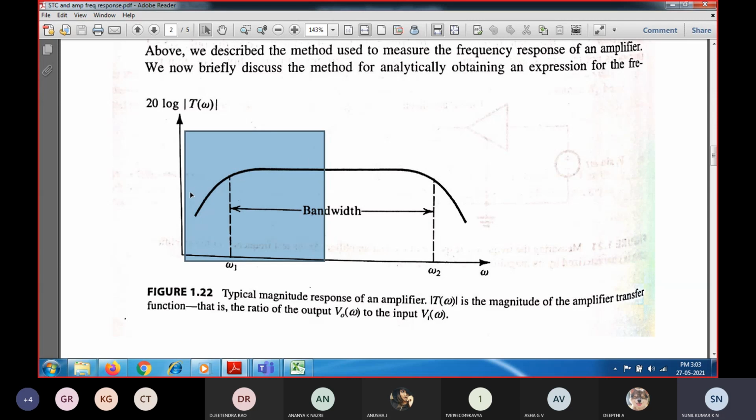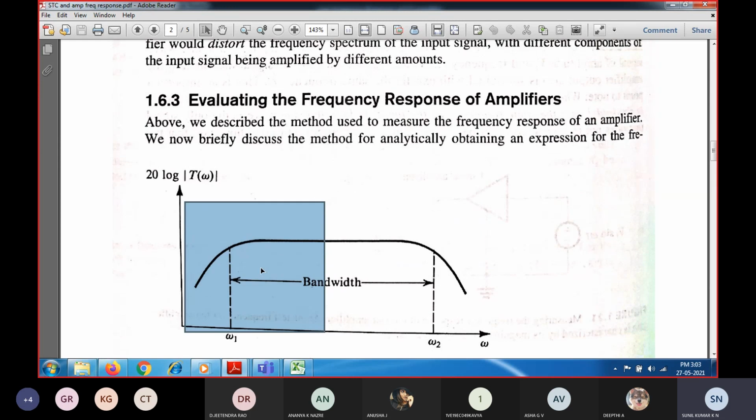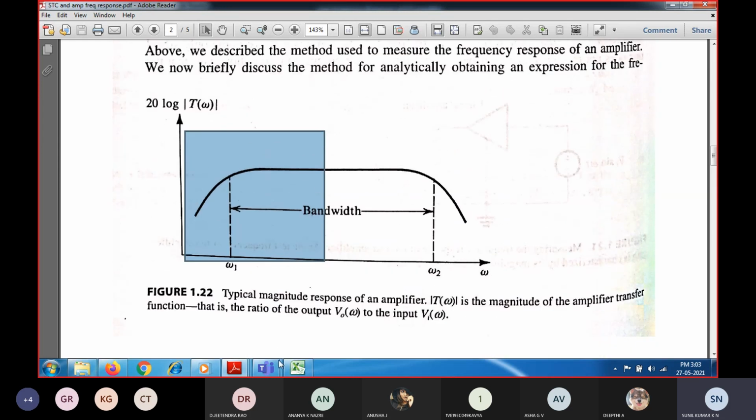Whereas in this case we are going to consider only the coupling capacitors CC1, CC2 as well as CS. These three capacitors are going to reduce the gain at the lower frequency range of operation. Because of that, the gain of the common source or any type of amplifier you can consider is going to get reduced during the initial or low frequency range of operation. So this is about the lower frequency response of the amplifier.